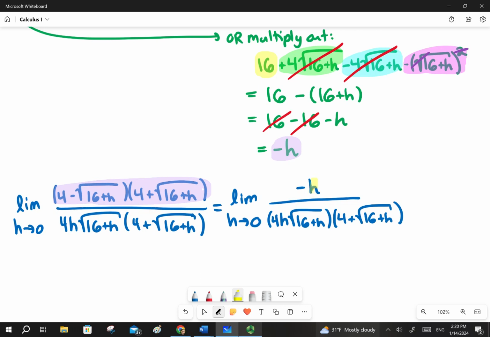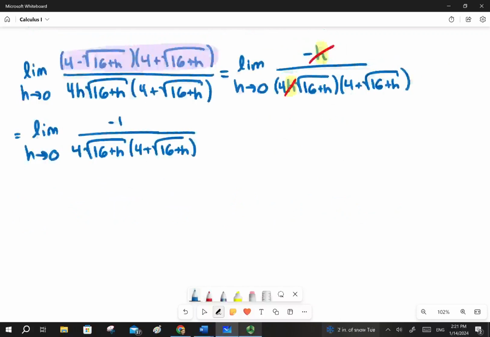Now we have a factor of h in the numerator and the denominator, which we can cancel out, leaving the limit as h approaches 0 of negative 1 over 4 times the square root of 16 plus h times 4 plus the square root of 16 plus h, and we can finally plug in h equals 0 without getting 0 over 0.